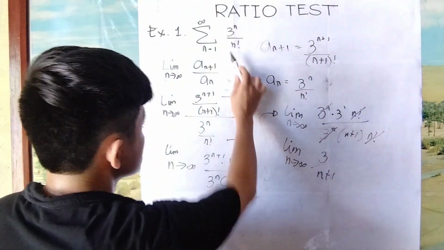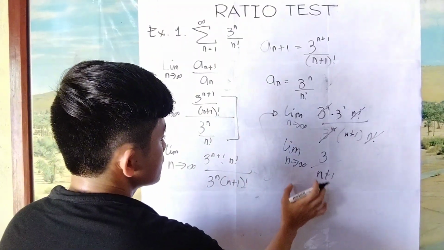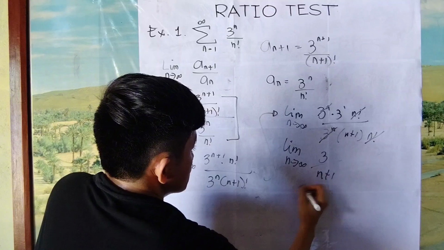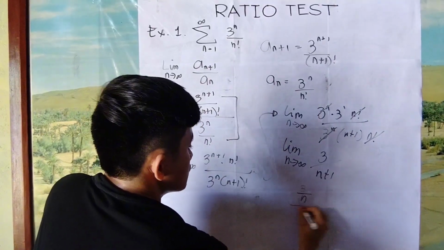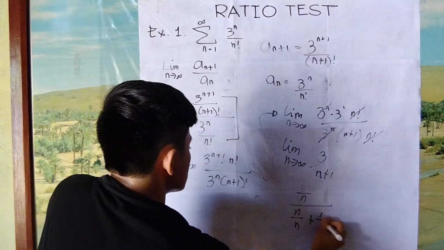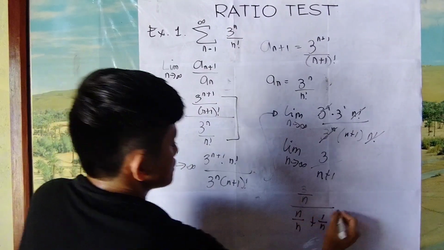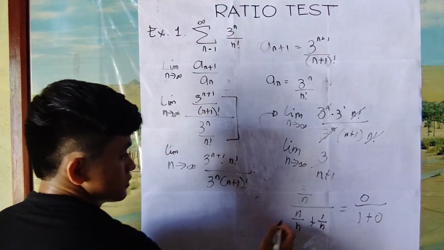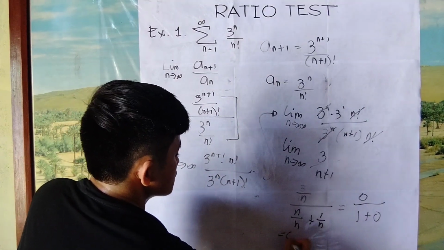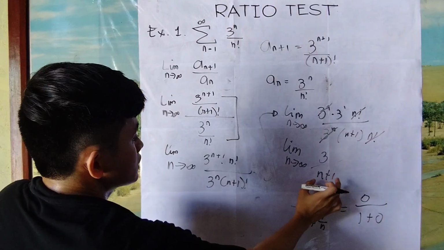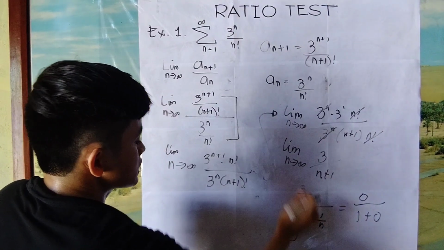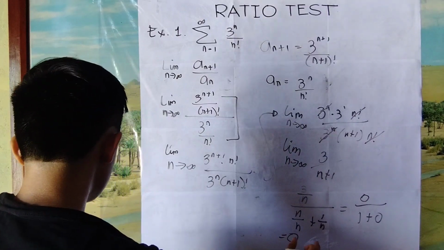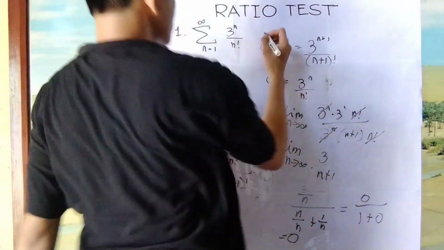In order to determine if this series is divergent or convergent, we are going to get its limit. So we need to divide each term by the highest exponent. So 3 divided by n over n divided by n plus 1 divided by n, which gives 0 over 1 plus 0. So the final answer is 0. So the limit of 3 over n plus 1 as n approaches infinity is 0. So since the limit is 0, or less than 1, therefore we conclude that this series is convergent.